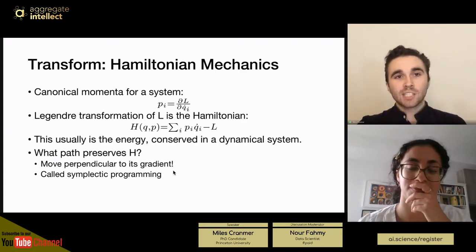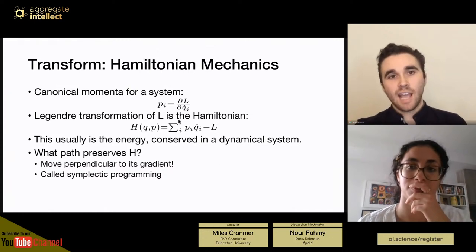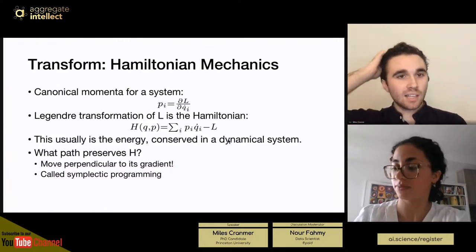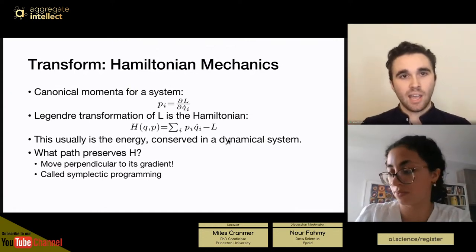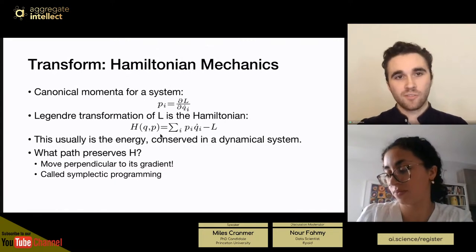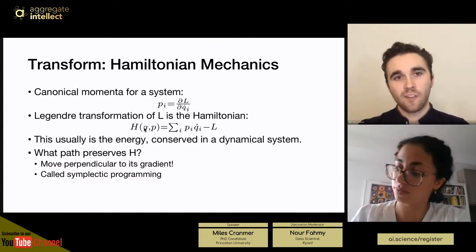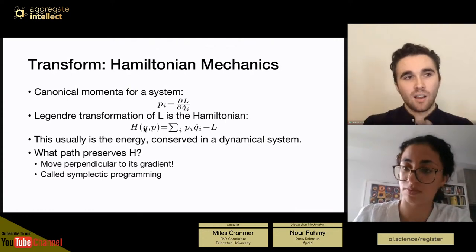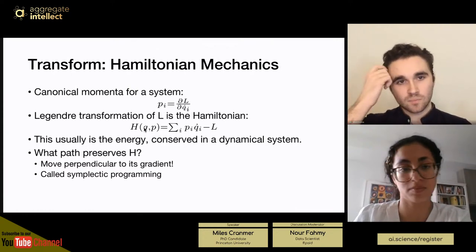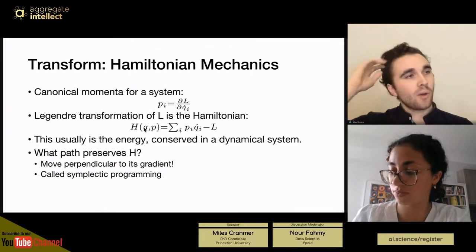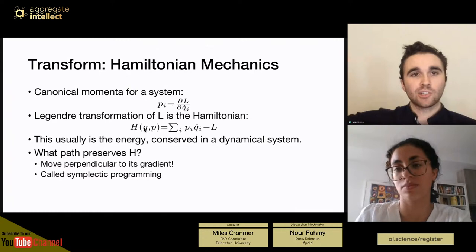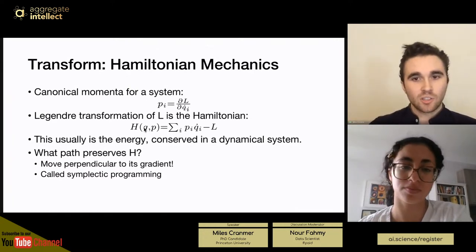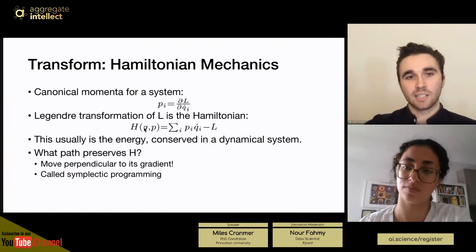So you can also talk about the transform of this. It's called the Lagrange transform of the Lagrangian. It's the Hamiltonian, and it's usually equal to the total energy of the system, so it's just T plus V. And the Hamiltonian you write in terms of the momenta of the system. So now you have position and the momenta of coordinates in your system. The way Hamiltonian mechanics works is you take the path through your dynamical system that preserves the energy, preserves H. So you basically move perpendicular to the gradient of H.